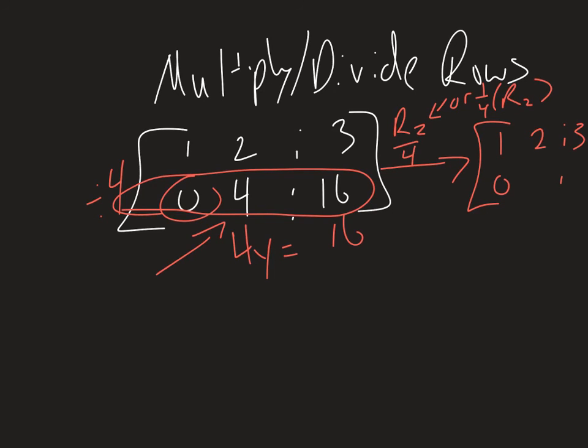So then 0 divided by 4 is still 0. 4 divided by 4 is 1. 16 divided by 4 is 4. Now this tells me y equals 4. Now that's just one example of how it can be useful.